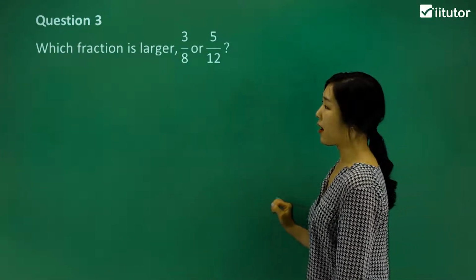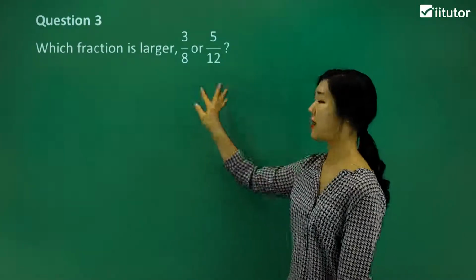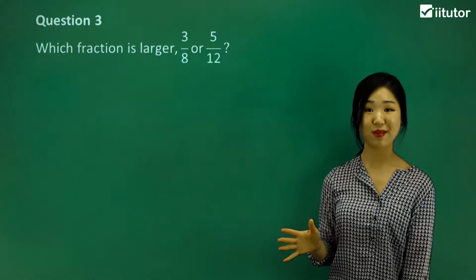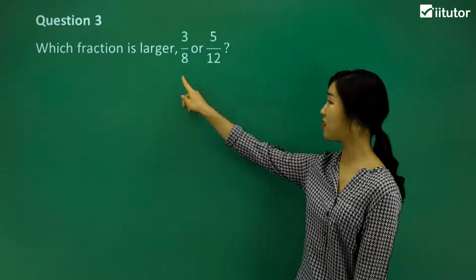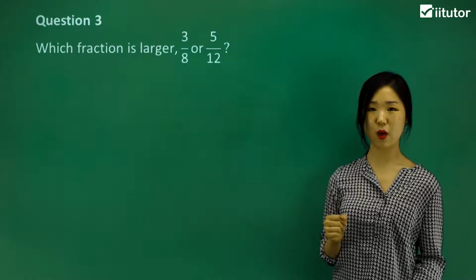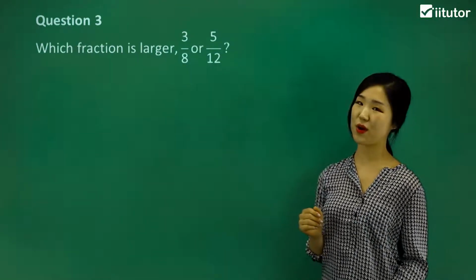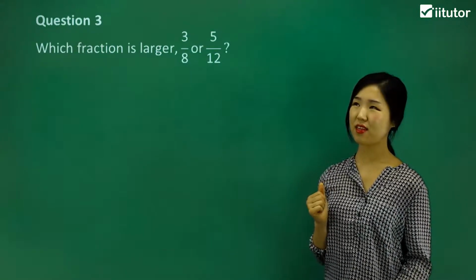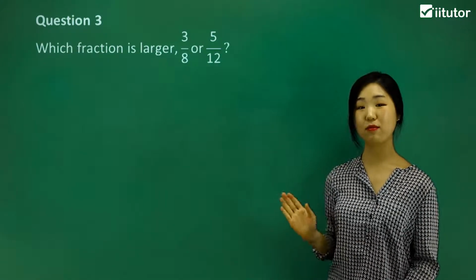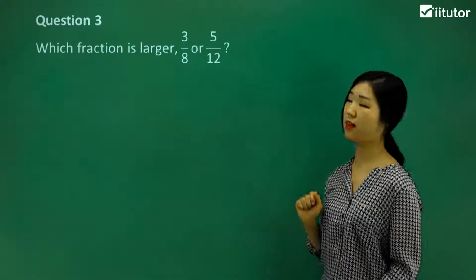Alright, question 3. Which fraction is larger? And again, we have two different fractions, 3 on 8 or 5 on 12. Again, let's do the same thing. Tell me, guys, look at the denominators, 8 and 12. What is the lowest common multiple of 8 and 12? I can immediately think that it's 24. Hopefully you guys got that as well. So I'm going to make the same denominator, 24, for both of these fractions.